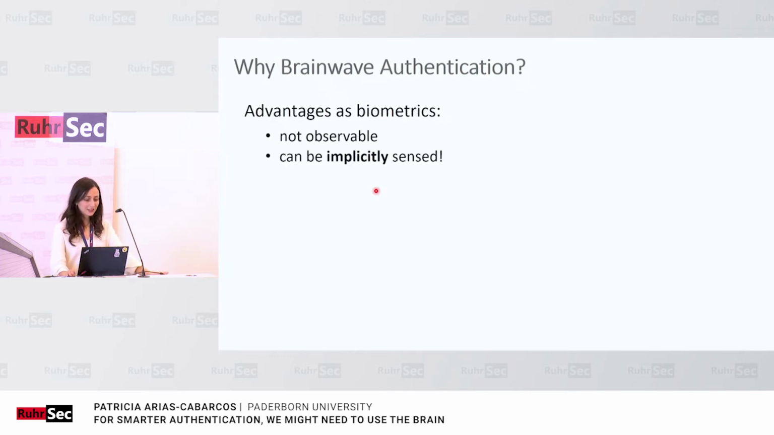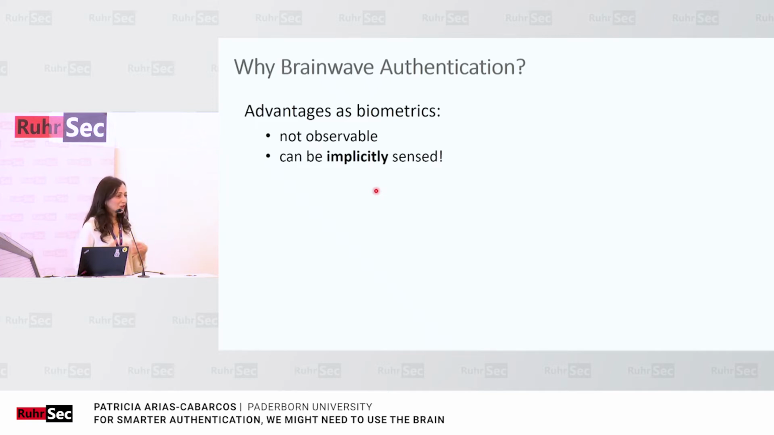And besides that, there are other advantages of using brainwaves as biometrics. The first one could be that they are not observable. I cannot look at you and see what your brain activity is, whereas if you are typing your PIN in an ATM machine, I can overlook it. Or I can recover a fingerprint from a surface, or I can use your face from a video and use it to fool a face recognition system. But brainwaves, at least for now, are not observable, so that's an advantage.